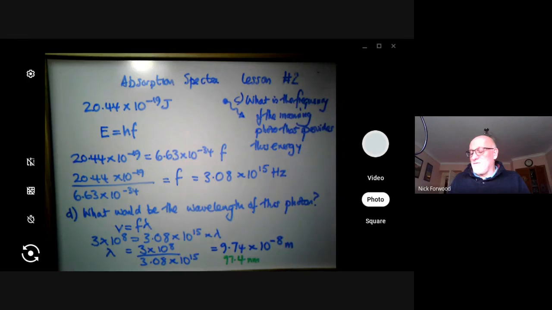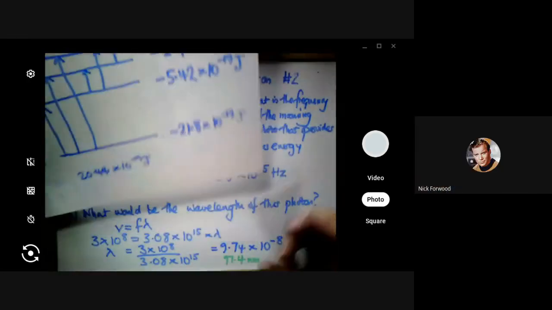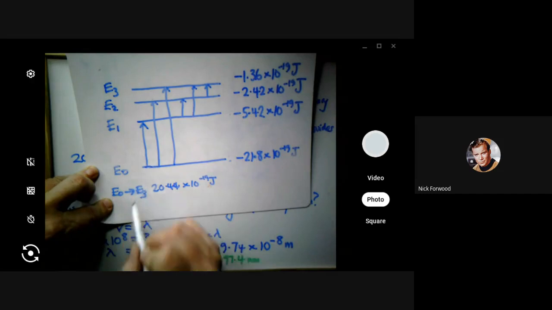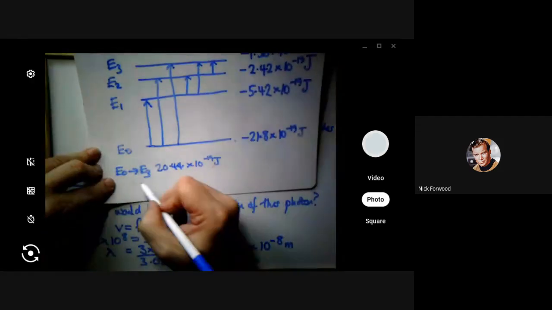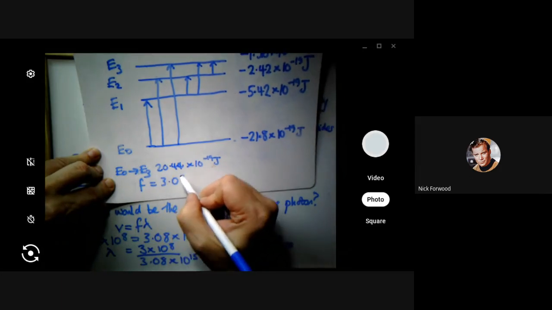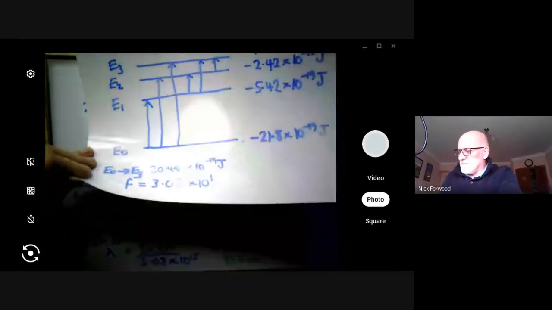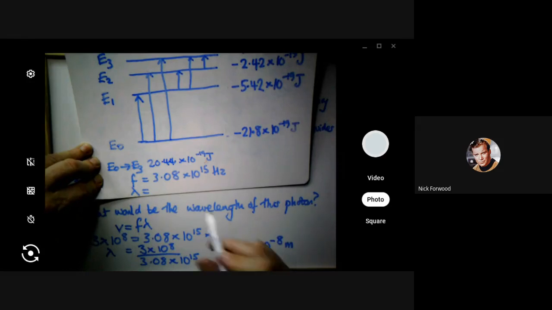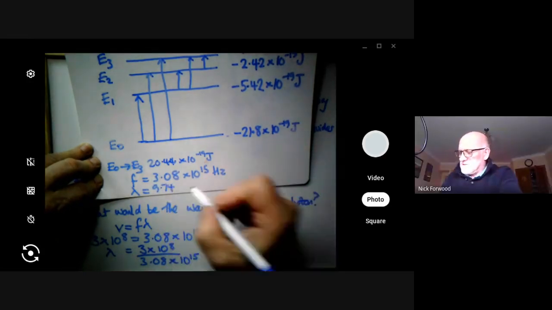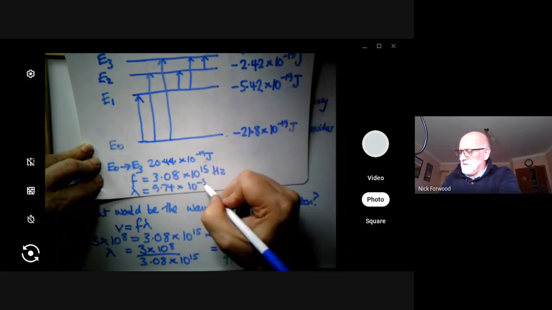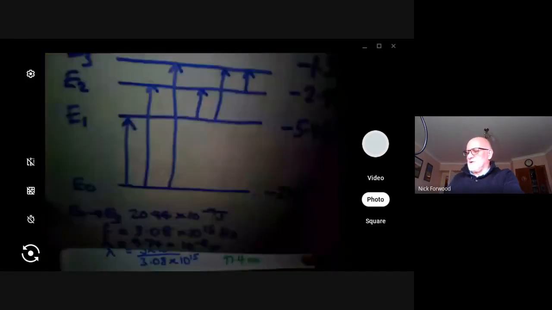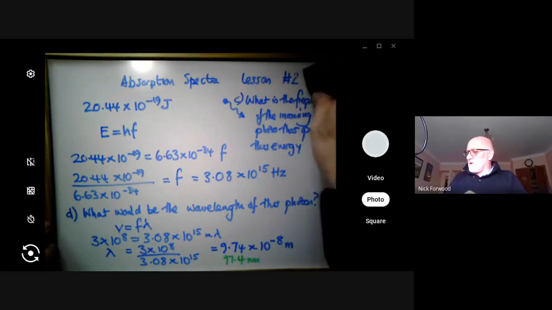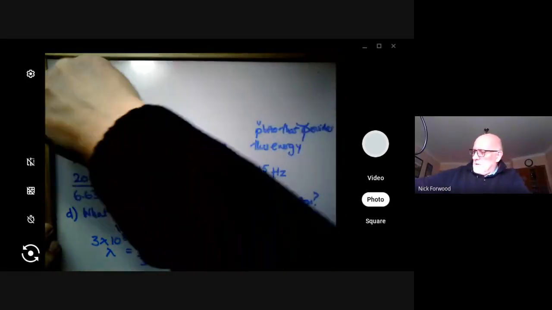Now I'm going to keep these numbers. This is the energy from E0 to E3. The frequency is 3.08 times 10 to the power of 15, and the wavelength is 9.74 times 10 to the negative 8 meters. I'm going to keep those because I'm going to refer back to them in a bit. So that was D.